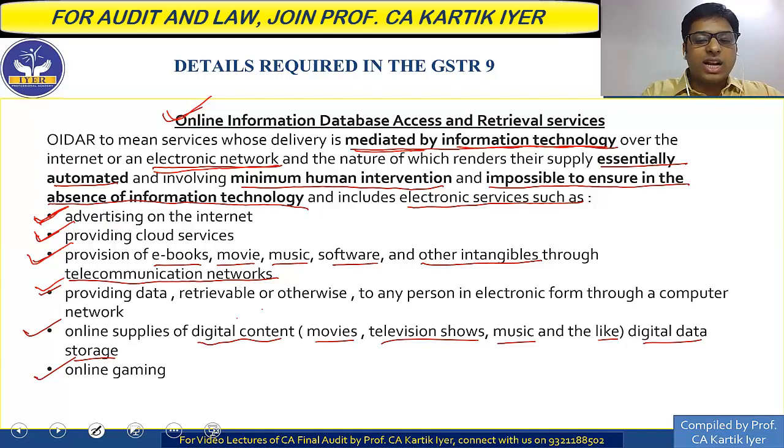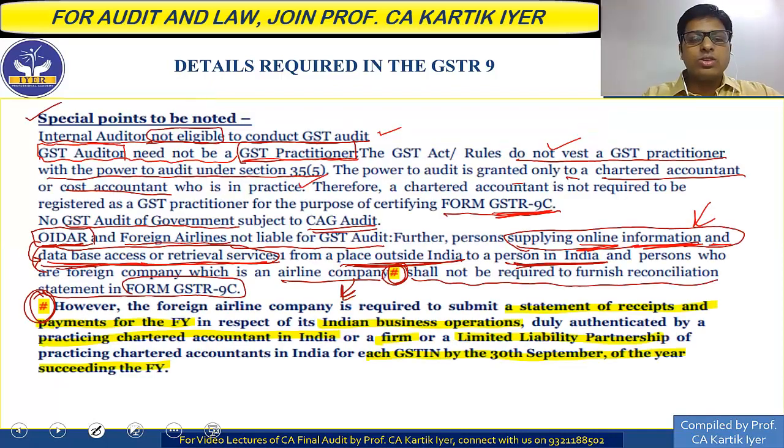Online supplies of digital content, your Netflix, you have your Amazon Prime, movies, television shows, music and the like, digital data storage, and finally you have online gaming. So all these services come under OIDAR. So now let's take that and again read. So they are saying basically OIDAR and foreign airlines are not liable for GST audit. So they are kept OIDAR and foreign airlines out of the purview of GST audit.